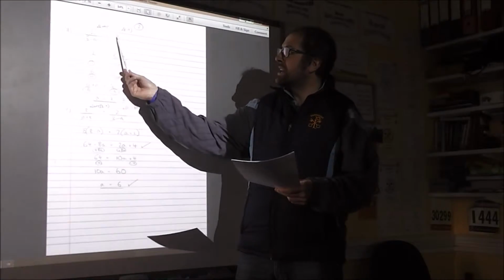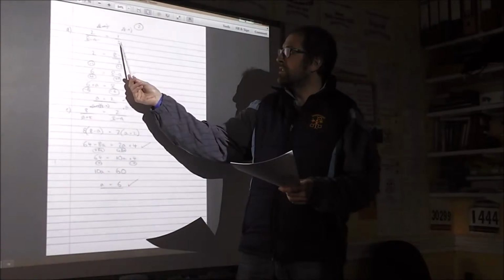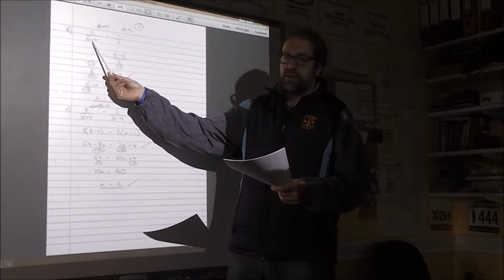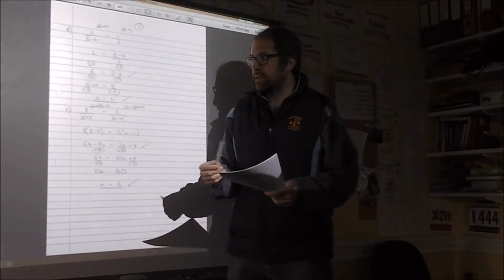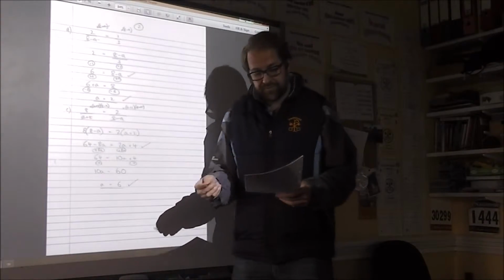Another way, you could have made that an equivalent fraction, 2 over 6, and then you go straight to 8 minus a equals 6 by comparing the denominators with the same numerator.